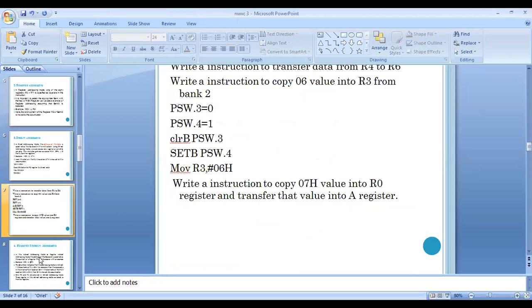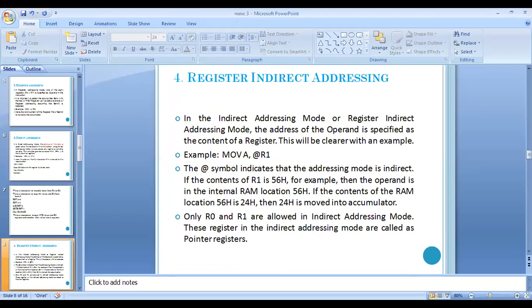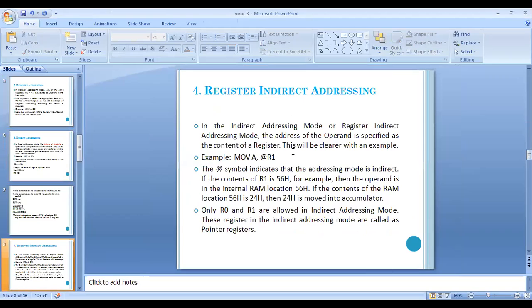Now next is quite a complicated addressing mode, called register indirect or simply indirect addressing mode. See here, in the indirect addressing mode or register indirect addressing mode, the address of the operand is specified as the content of a register. Means what? You have to mention one register value.